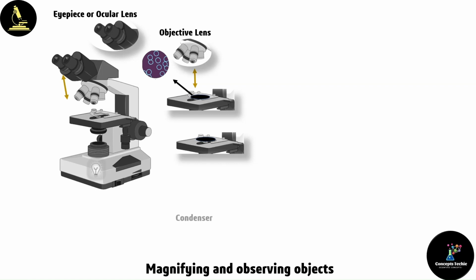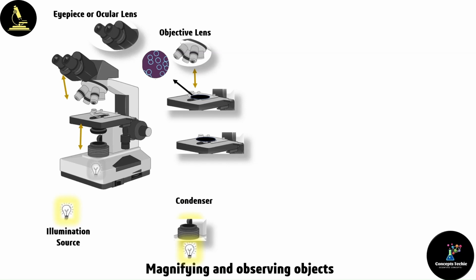So the condenser is located beneath the stage and is responsible for focusing and directing light onto the specimen. It helps enhance the illumination and clarity of the image. Illumination sources. The microscope requires a light source to illuminate the specimen. In optical microscopes, this is typically a built-in light source such as a bulb that provides transmitted or reflected light for illumination.